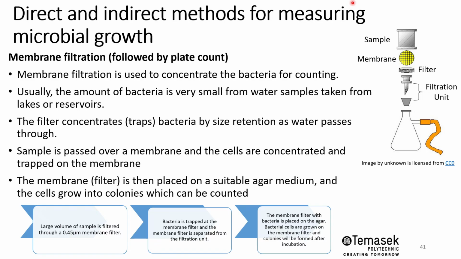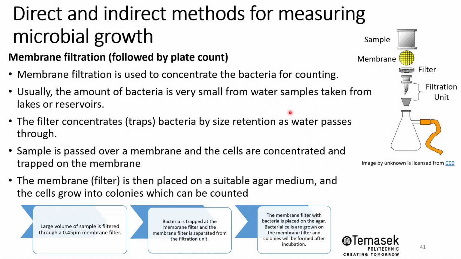In this case, this could be water samples taken from the reservoir, passed through a membrane here. The cells will be concentrated and trapped on the membrane as the water passes through by size exclusion. The membrane is then placed onto a suitable agar media, and the cells will grow into colonies which can then be counted. In this case, the number of colonies will be equal to the number of CFUs in the original sample taken from the reservoir.